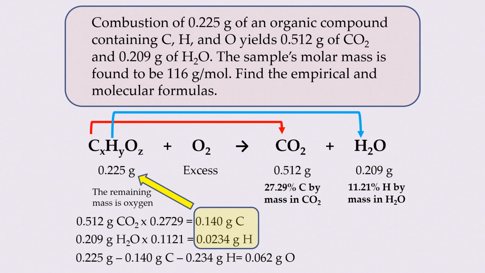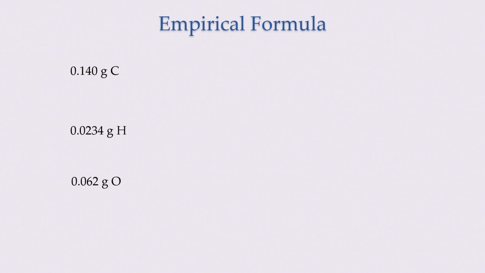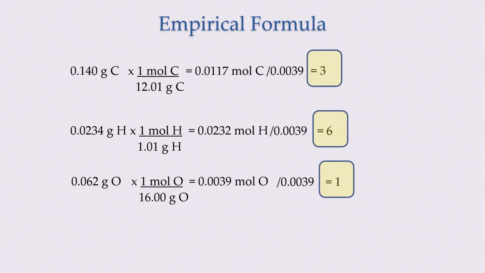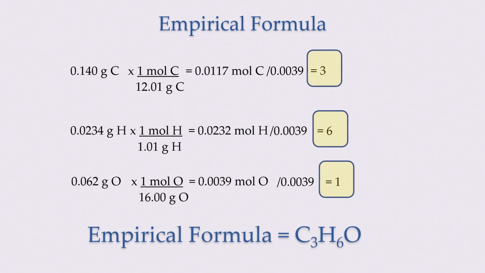Let's find the moles and the mole ratios of the elements for the empirical formula. The empirical formula is the simplest whole number ratio of moles of elements in a compound. We have the masses, so now we can use the atomic weights to convert to moles of each element. To find the simplest whole number ratios, we can divide by the smallest moles, 0.0039 moles from the oxygen moles. The answers are the simplest whole number ratios, and the empirical formula is C3H6O.